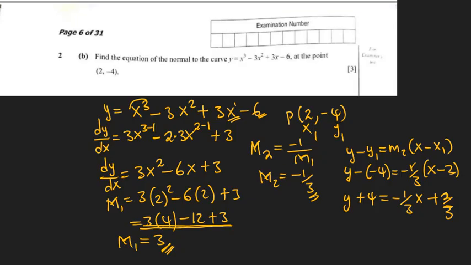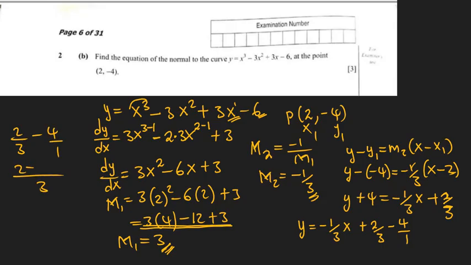Okay. From there, you can say y is equal to negative 1 over 3x plus 2 over 3 and minus 4 over 1. Then you can say 2 over 3 minus 4 over 1. What are you getting? So it will be like negative 10 over 3. So if you do your subtraction here, you're going to get y is equal to minus 1 over 3x minus 10 over 3. If you want, you can end it there.